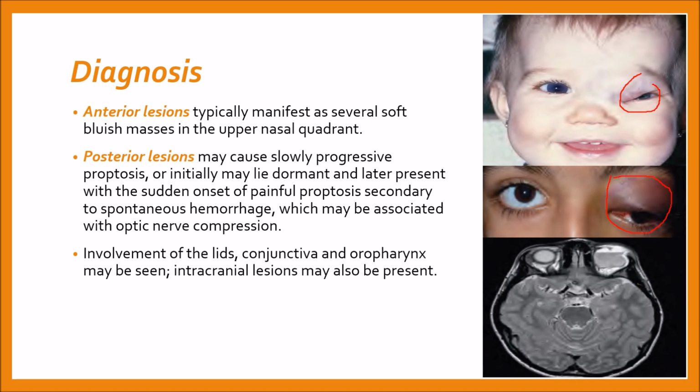and they may lie dormant and later present with sudden onset of painful proptosis secondary to spontaneous hemorrhage, which may be associated with optic nerve compression. Involvement of lids, conjunctiva, and oropharynx may be seen. Intracranial lesions may be present. Now, this axial MRI also shows the presence of lymphangioma in the lid retrobulbar area here, and you can see that this is not present in the other eye.